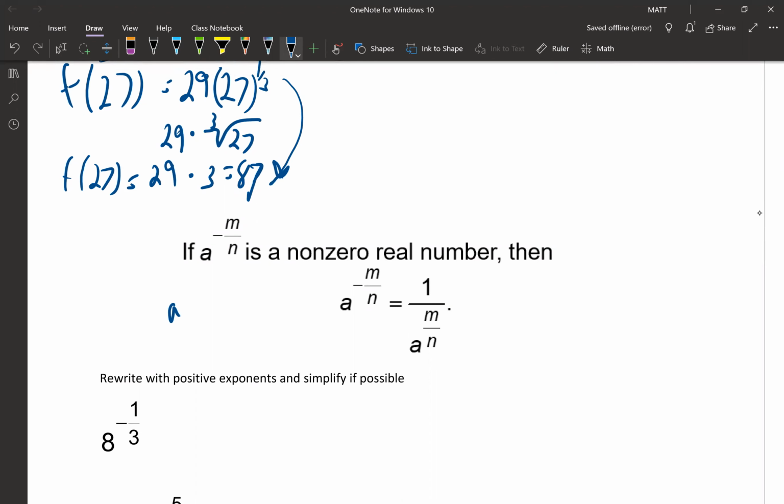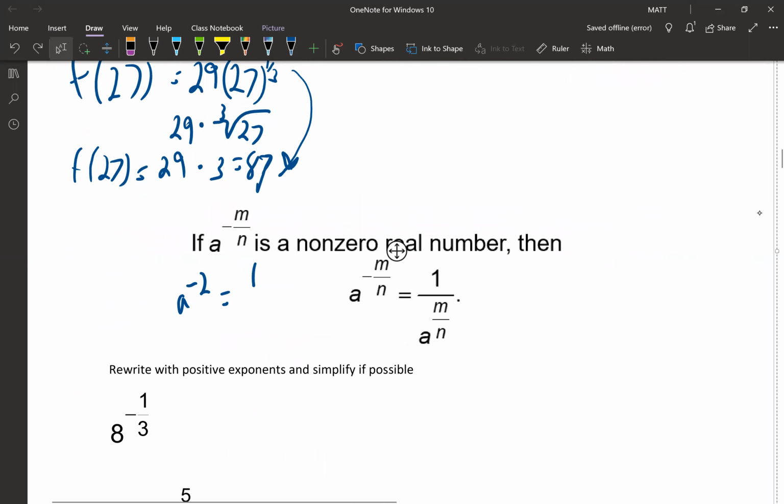If I have a to the negative 2nd power, as an example, that's the same thing as 1 over a squared. That's all we're saying here: if we have a negative exponent, we just take the reciprocal and then we have the positive exponent.